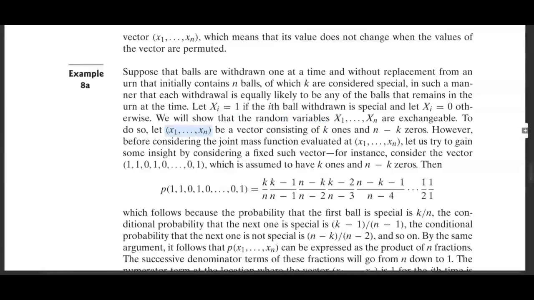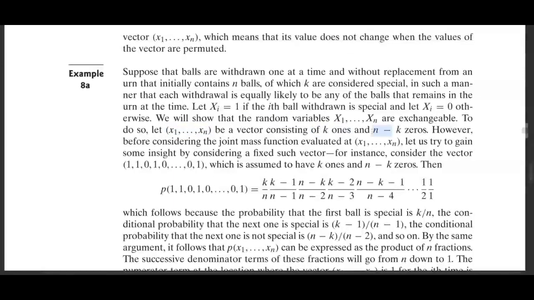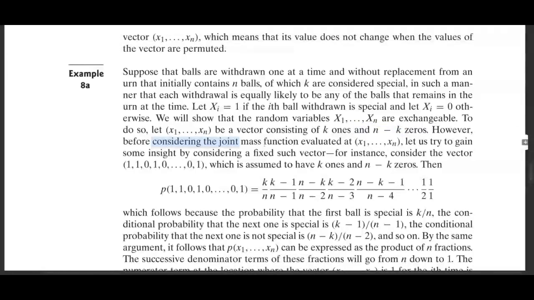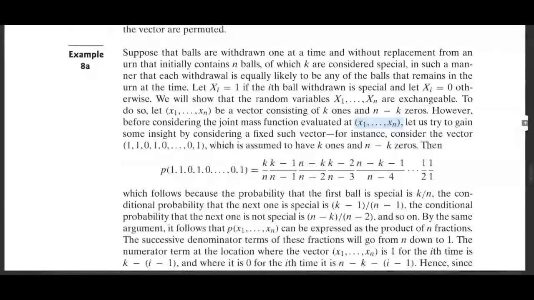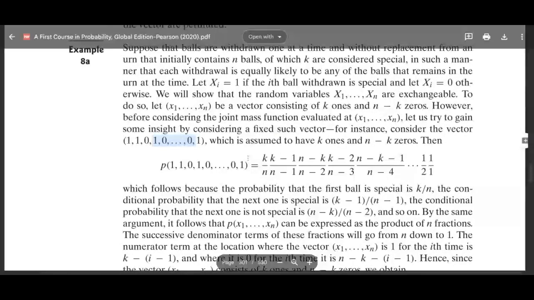To do so, we let this vector represent the vector consisting of k ones and n minus k zeros. All right. However, before considering the joint mass function evaluated at this vector, let us try to have some insight by considering a fixed such vector. For instance, consider the vector 1, 1, 1, 0, 1, 0, 0. The last one is 1, which is assumed to have k ones and n minus k zeros.